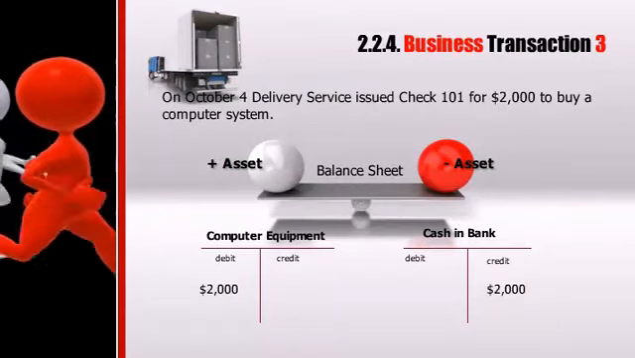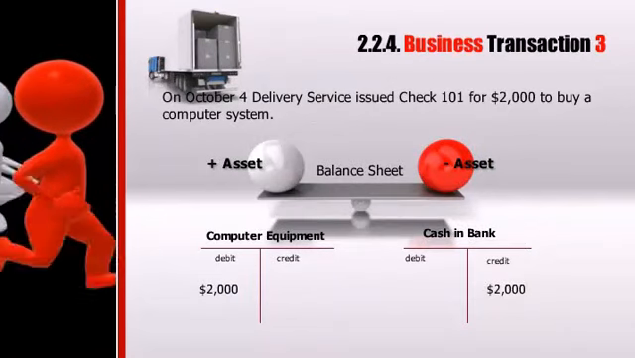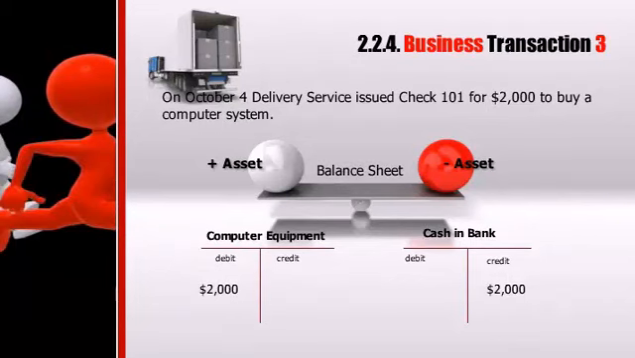Right. Now, let's move on to the third business transaction. Delivery Service issued a check for $2,000 to buy a computer system. The accounts Computer Equipment and Cash in Bank are affected. Computer Equipment and Cash in Bank are asset accounts. Computer Equipment is increased by $2,000. Cash in Bank is decreased by $2,000. Increases in asset accounts are recorded as debits. Debit Computer Equipment for $2,000. Decreases in asset accounts are recorded as credits. Credit Cash in Bank for $2,000.